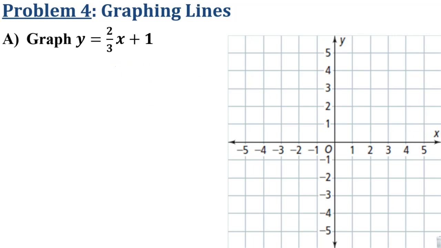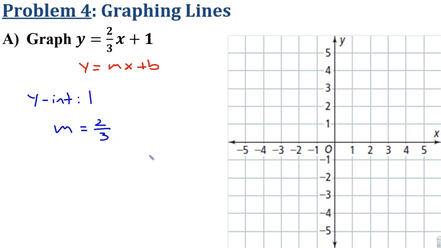The first thing to do is recognize what type of equation they gave us. Well, this is in y equals mx plus b format. This is in slope-intercept form. So when I'm graphing, this equation is telling me 2 pieces of information. It's telling me the y-intercept, which is just a 1, and the slope, which is 2/3.